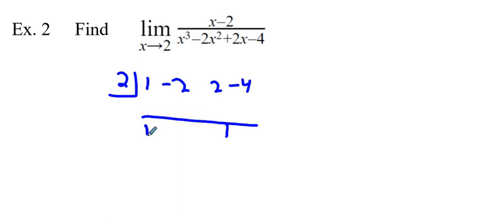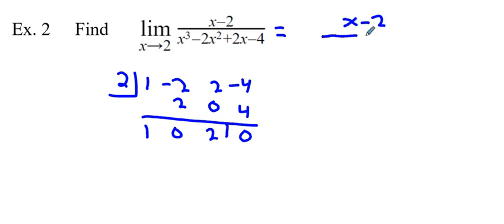We add down, we multiply diagonally. Add down, multiply diagonally, add down, multiply diagonally, and add down. Now, getting a 0, that's a good sign. It means it divided out evenly. So here's what that tells us. Well, the top is still x minus 2. We haven't changed a thing. The bottom is going to be x minus 2. That comes from this part out here.